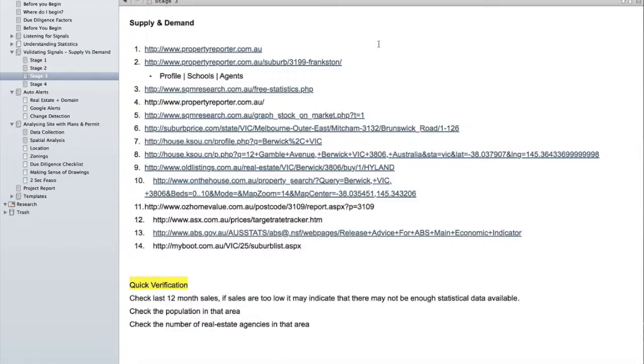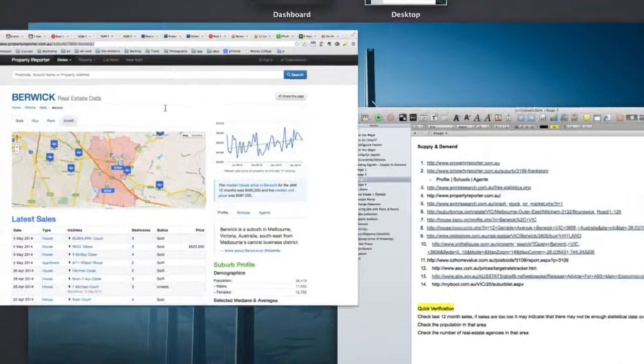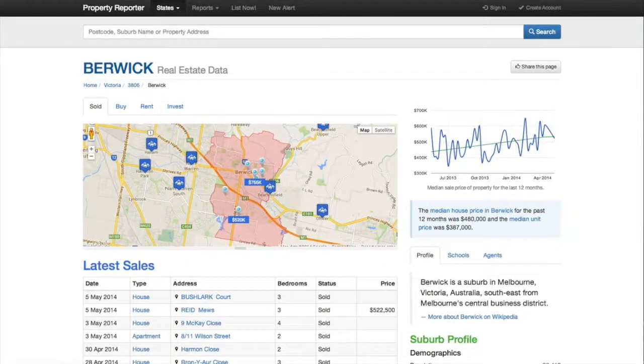So in the third stage I go through various different websites and try to find out more specific details of what's happening in the suburb. So let's start. This is a website called propertyreporter.com.au. If you know it, great, but I use it a lot.